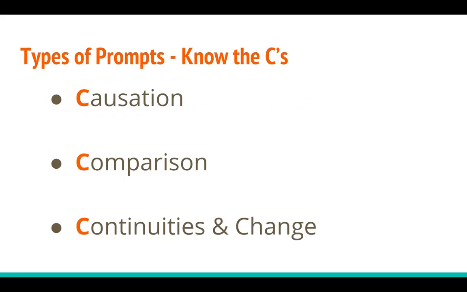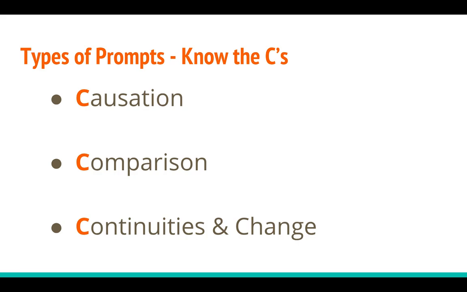All right, so what are the 3 different types of prompts you're going to get? Okay, any prompt that you are going to get is going to be a causation prompt, a comparison prompt, or a continuity and change prompt. So causation is what led something to take place, right? A comparison is going to ask you to compare 2 places. Not 2 places, 2 things, right? What's similar and what's different.